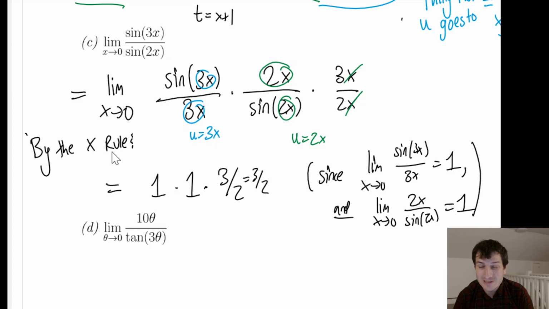So if you're rusty on your other limit rules, this is probably going too fast. You're going to need to slow down and do it slowly. But these middle limits are just fundamental sine limits with a u substitution. The final thing is a 3 halves. You combine it all by the product rule. 1 times 3 halves is 3 halves. So that's the final answer.